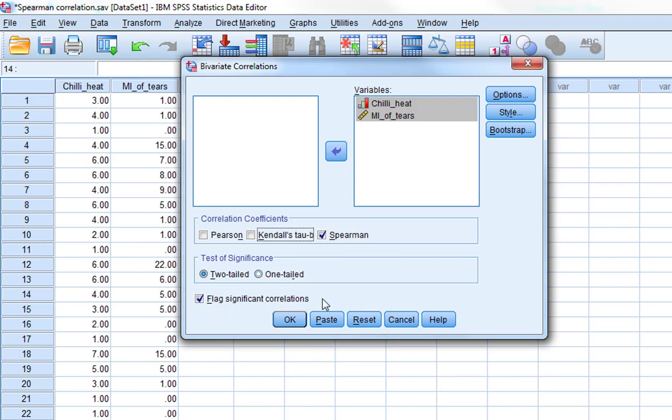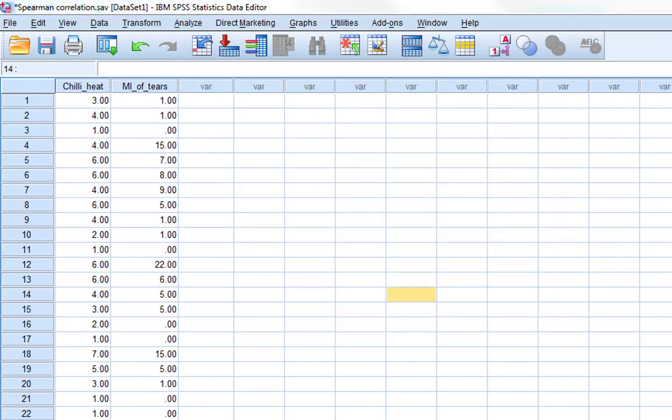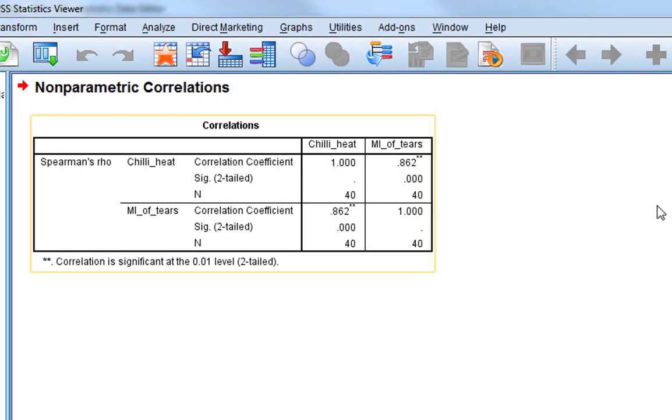We can leave tick flag significant correlations. This will simply put stars next to the statistically significant correlations. And that's all we really need to do for a bivariate correlation here, and then we just click OK, and this will give us our Spearman's correlation output. It's labelled as Spearman's rho here, so you know what type of non-parametric correlation it is.